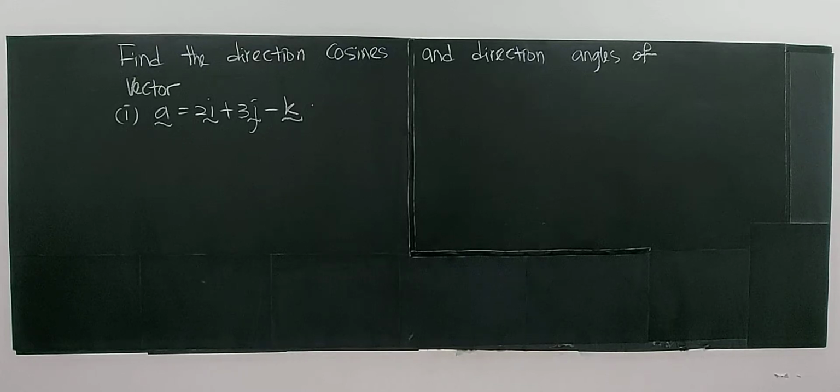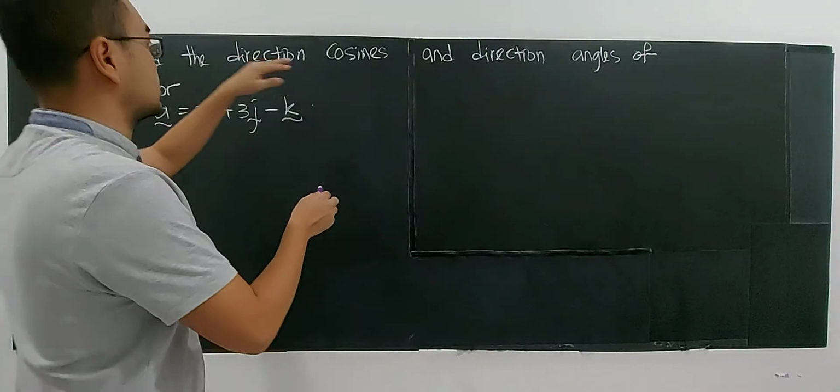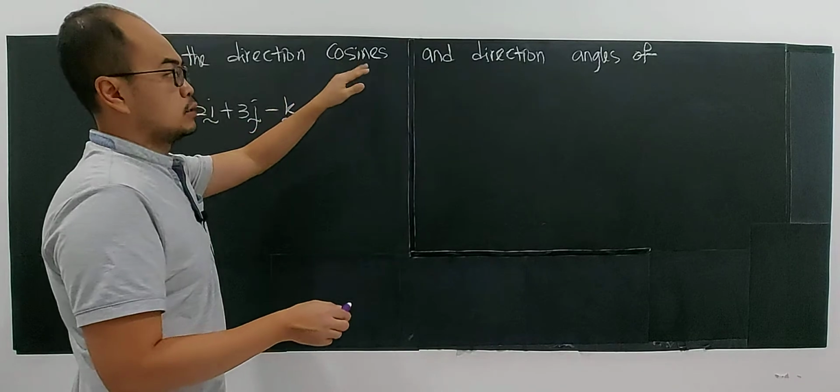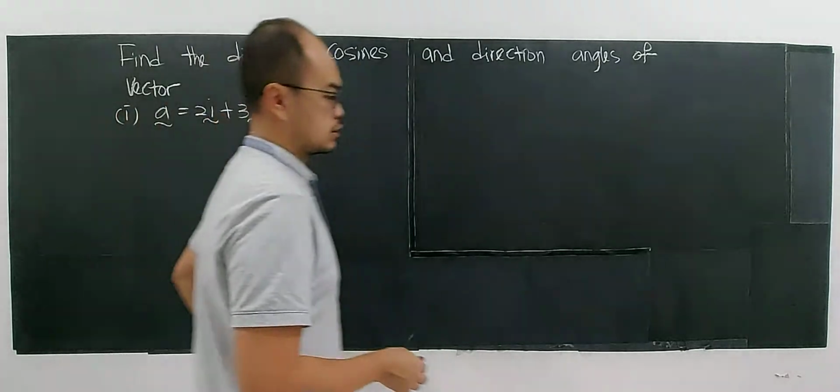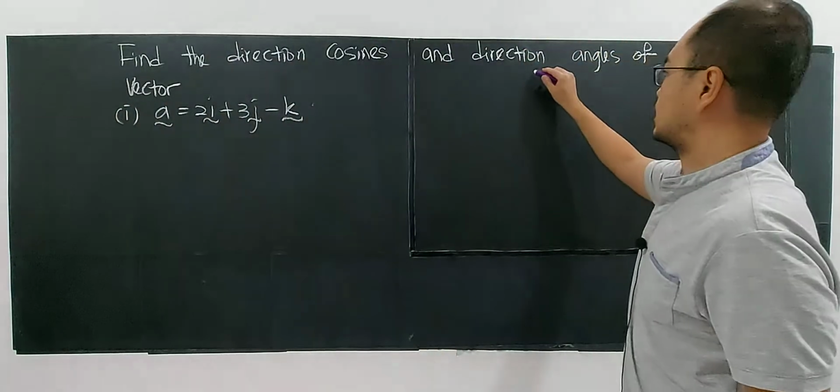In this video, I'm going to teach you how to find the direction cosine and direction angle of a vector. In the previous video, I discussed the concept of direction cosine, what direction cosine is, and what the direction angles are. What does the angle here represent? The direction cosine here refers to cos alpha, cos beta, and cos gamma.